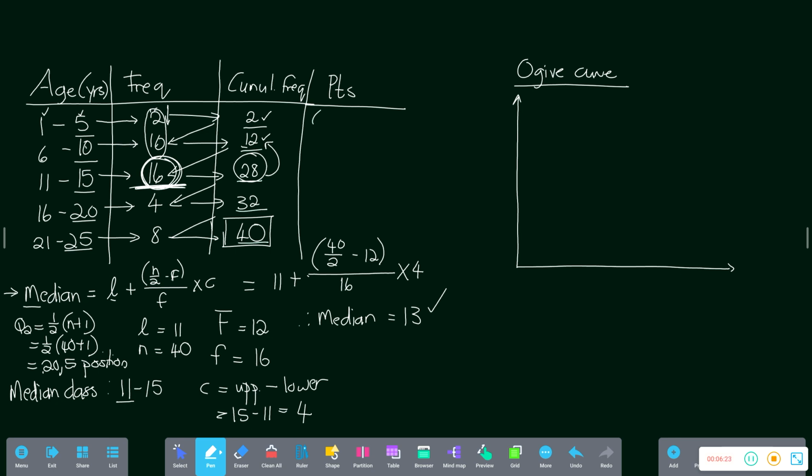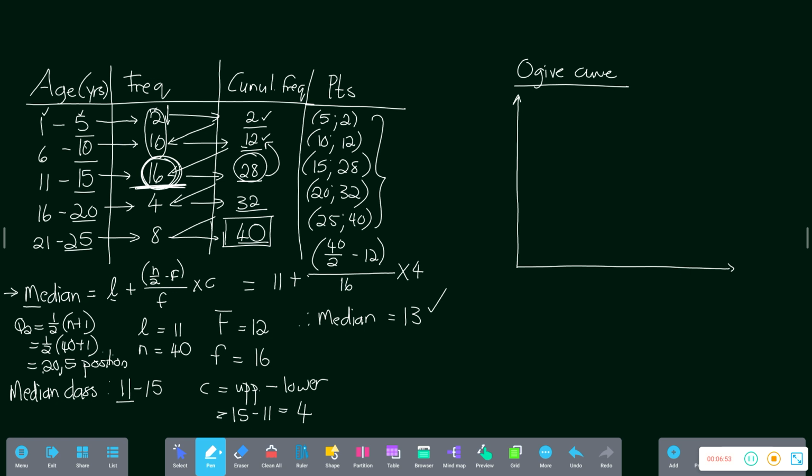So in the first row we have 5 and 2. In the second row we have 10 and 12. Third we have 15 and 28. In the fourth row we have 20 and 32. And lastly we have 25 and 40. Okay, so these are the points that we are going to use to draw our ogive.